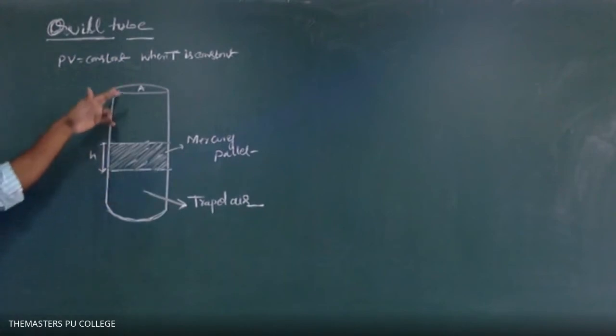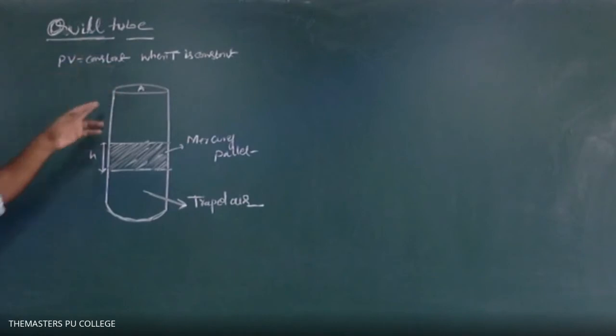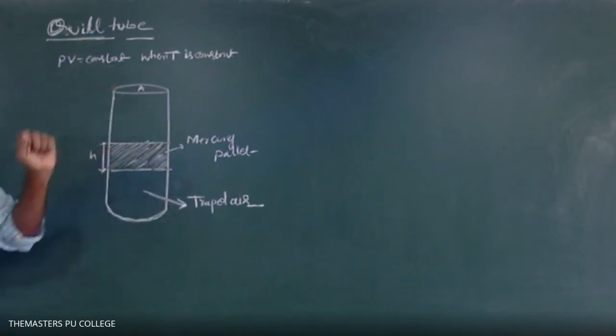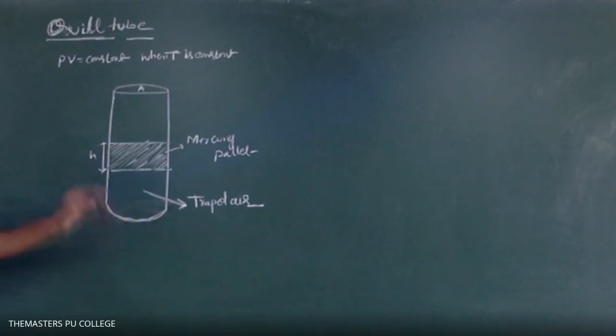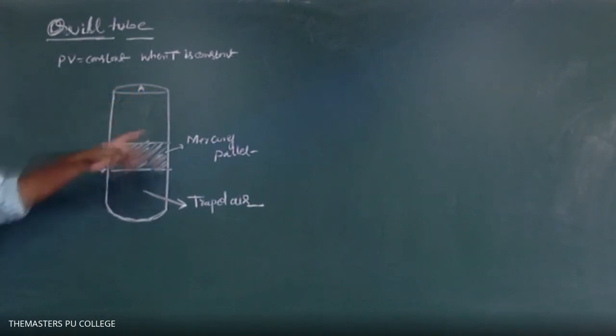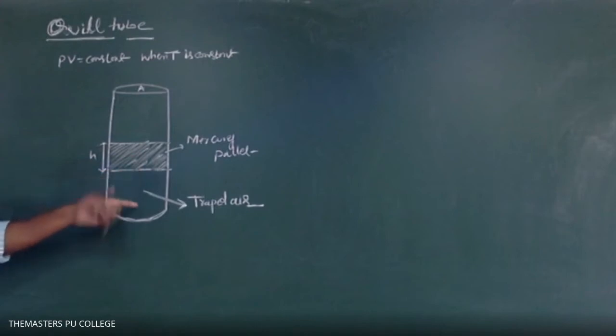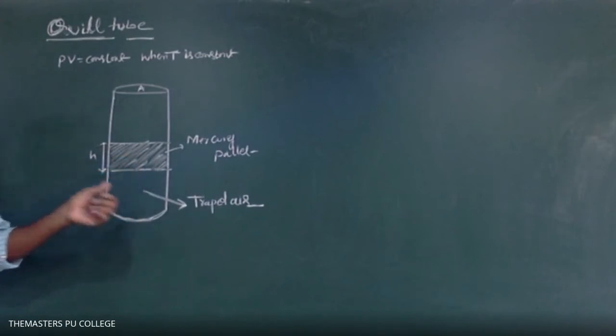For that, this quill tube is one of the apparatus. This is a cylindrical glass capillary tube, so that one end is open and one end is closed. A mercury column is introduced in this cylindrical capillary tube, and some air is trapped between the mercury column and the closed end.